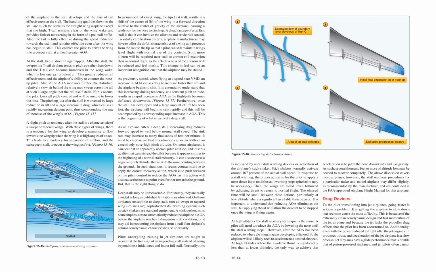Drag devices. To the pilot transitioning into jet airplanes, going faster is seldom a problem. It is getting the airplane to slow down that seems to cause the most difficulty. This is because of the extremely clean aerodynamic design and fast momentum of the jet airplane, and because the jet lacks the propeller drag effects that the pilot has been accustomed to.